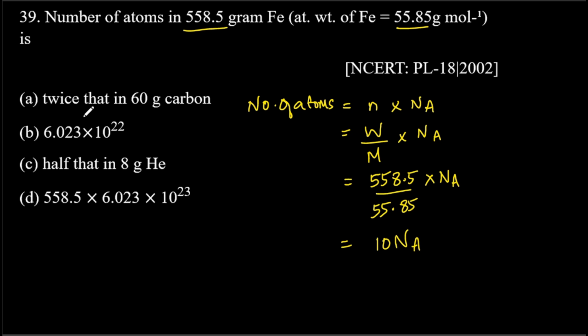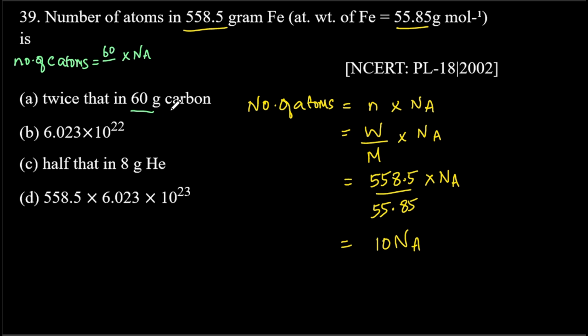So in option, different elements are given. First option is twice that of 60 gram of carbon. So you have to find the number of atoms of 60 gram of carbon. Number of carbon atoms is equal to number of moles into Avogadro number. So we know the formula of number of moles, given mass by molar mass.